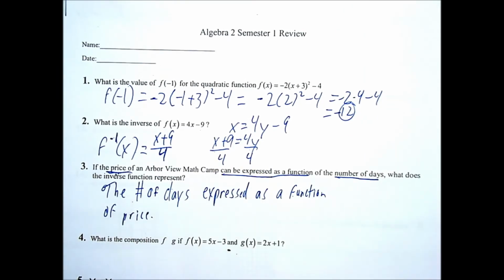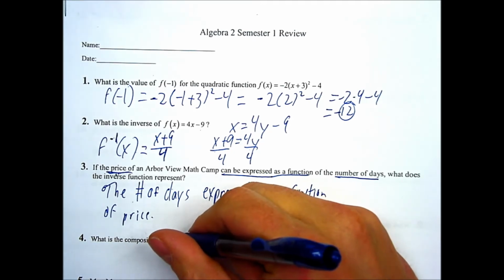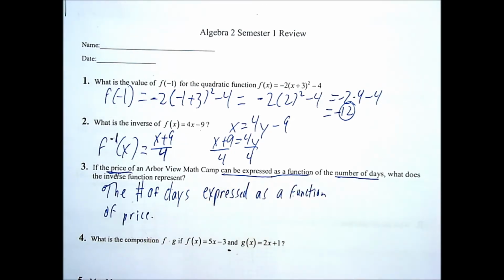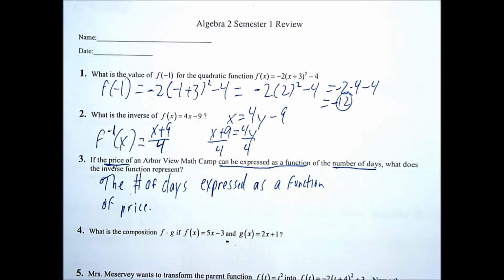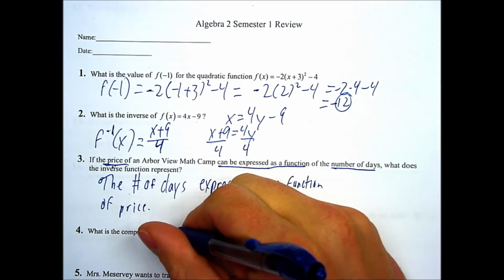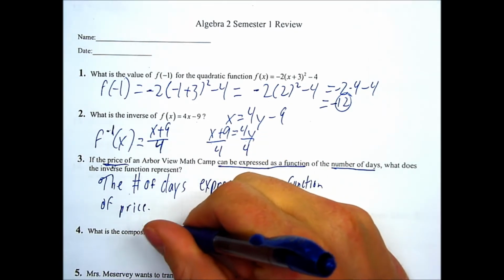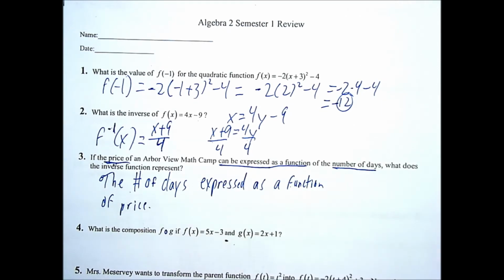Question 4. What is the composition? F, there should be an O or parenthesis here. It didn't get printed for some reason. I don't know what happened when I printed mine. There should be an O or parentheses. This should say F circle G, or it should be F parentheses G of X.